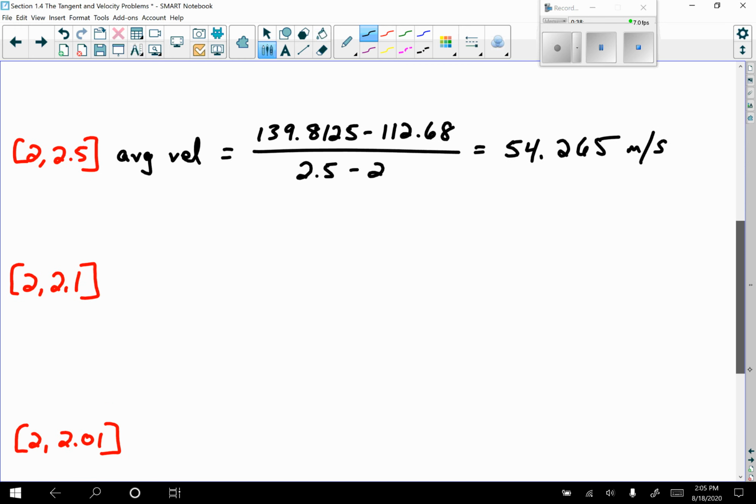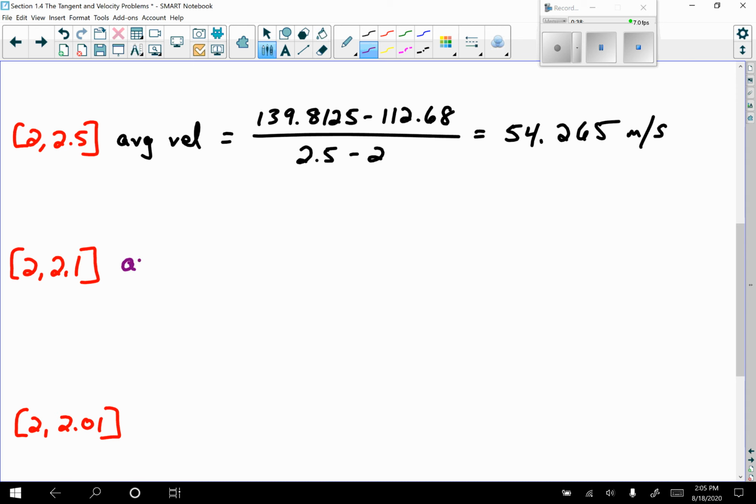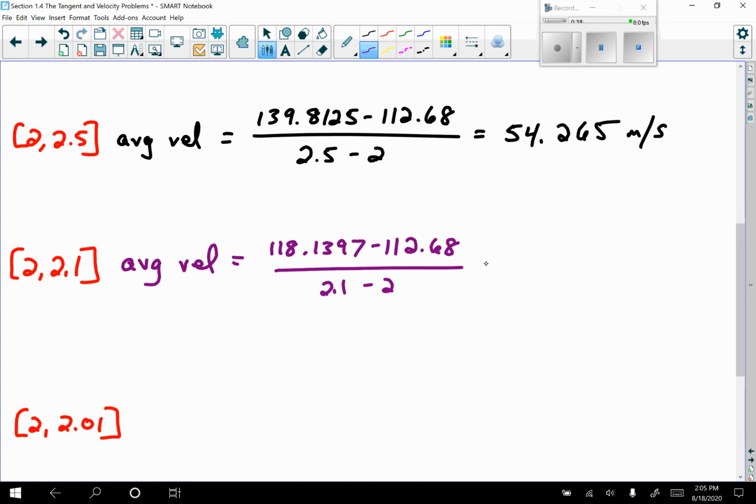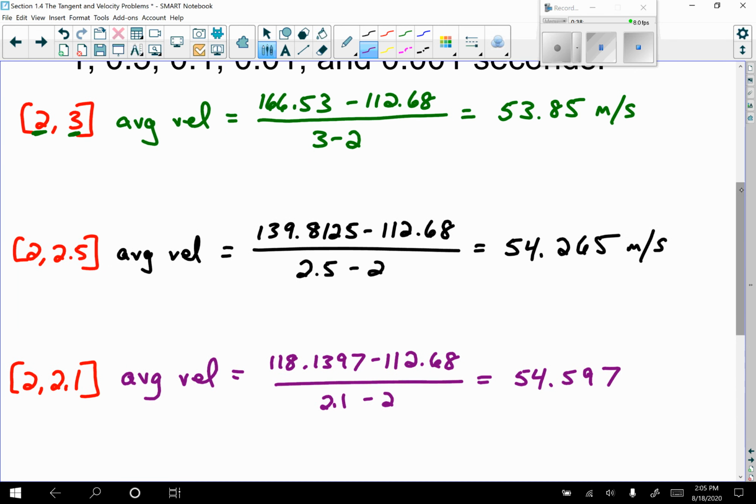And the process continues. So here, the average velocity, if you substitute a 2.1 into that equation, pause the video as you do that, you should be getting 118.1397 minus the 112.68 over 2.1 minus 2. Pause the video again to calculate this. And we should be increasing a little more to a 54.597. And again, because look at the jump. We jumped a half and then we just went 0.4, so it is decreasing a little differently.